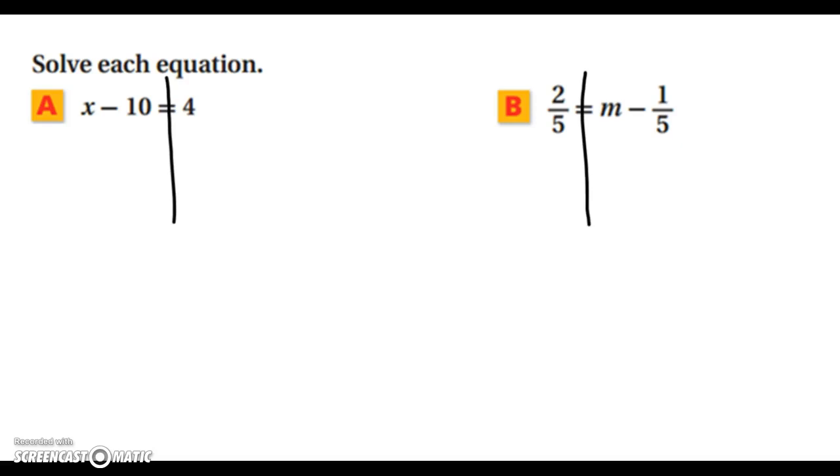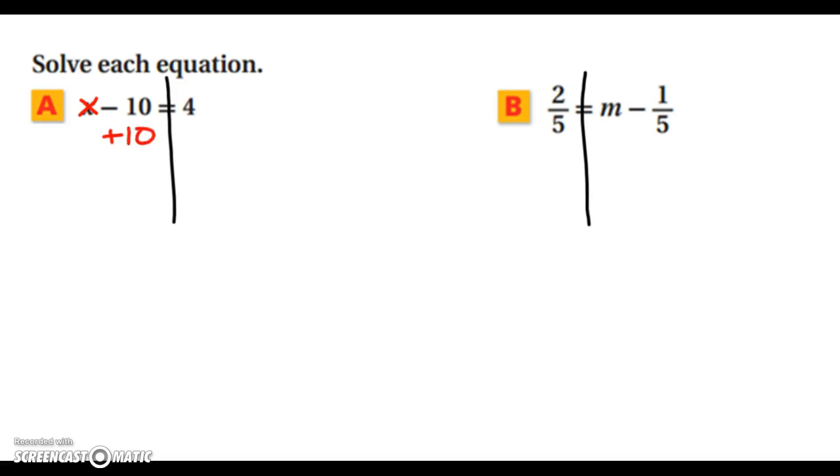And I always find my variable first. So for a here, I have x as my variable. And then I like to ask myself, what's happening to that variable? Well, we're taking away 10. So if we're taking away 10, I'm going to use the inverse then to figure out what's going on here. So I'm going to add 10 instead.